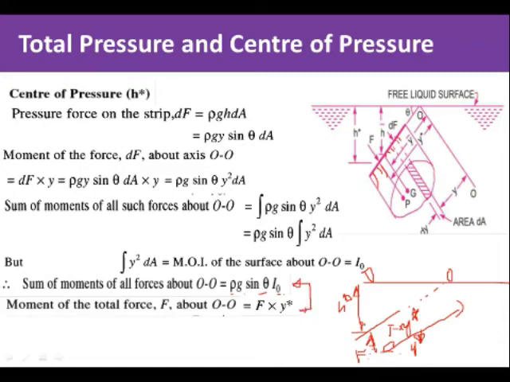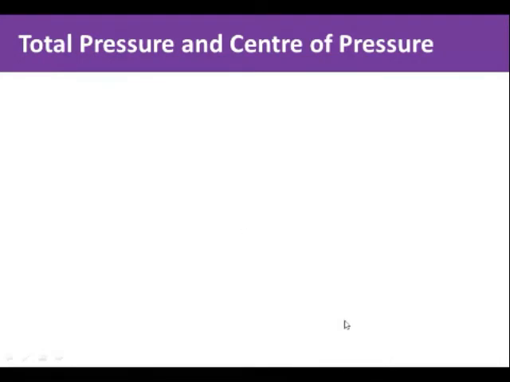These two are the same quantity. When you are taking individual forces, calculating the force of each strip separately, the sum of all the moments comes out as rho g sine theta IO. But you are taking an equivalent force, a resultant force, of these different forces. That resultant force is acting at the center of pressure, and that total pressure force is F. So the moment of total pressure force F is F into y star. Basically, this F into y star and this quantity are the same, so you can equate them. Equating the above two equations, we have F into y star equals rho g sine theta into IO.